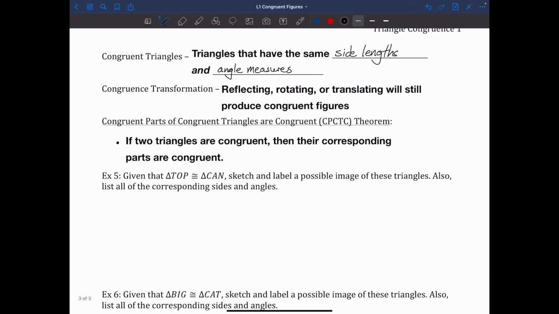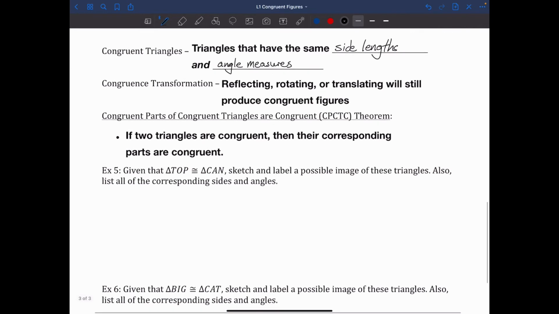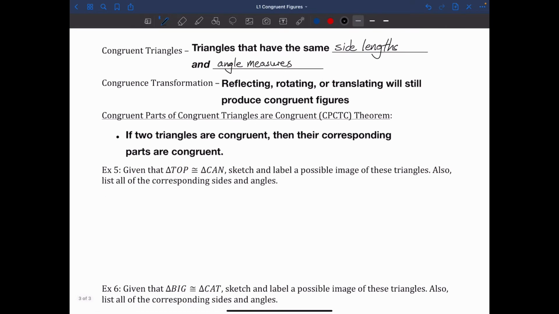I talked a little bit about congruence transformations. I've just got them listed out there. If you reflect, rotate, or translate the shape, then it will still give you a congruent figure to that original one. If you think about it, when you're reflecting something, like in a mirror, you're not changing the size of any piece of it. You're just flipping it over. If you think about rotating, again, you're not changing anything about it. You're just rotating it around.